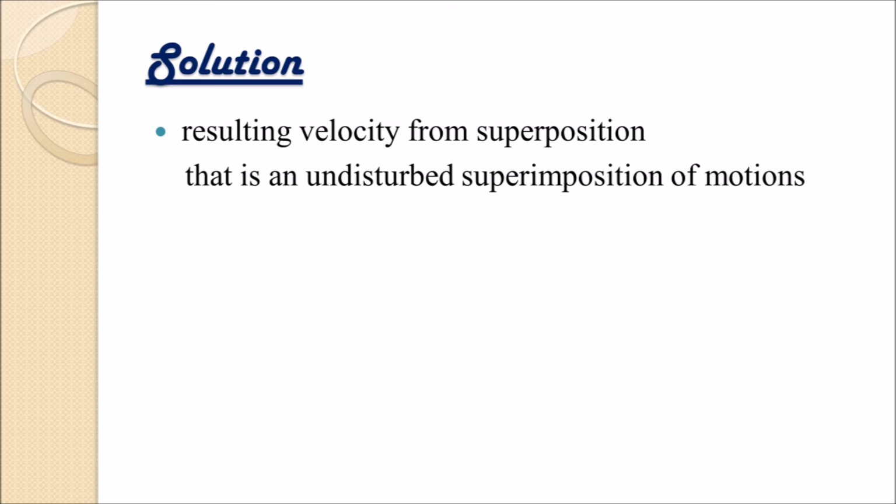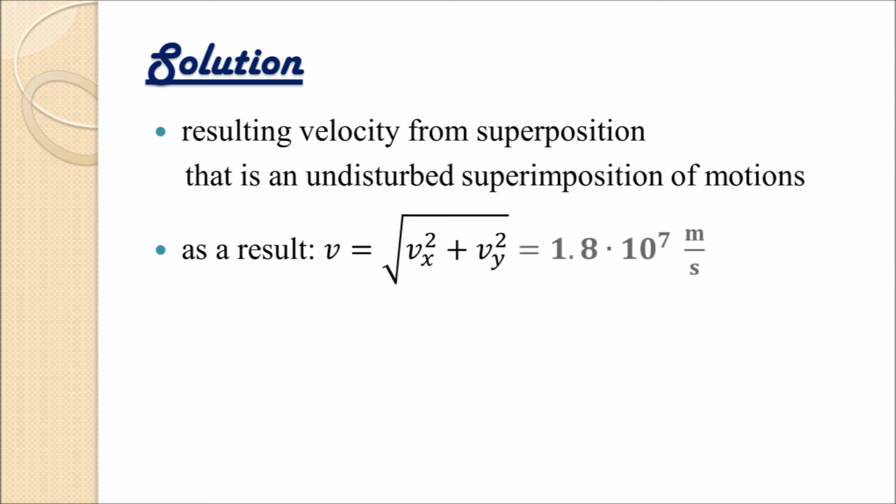So we can derive the velocity v as the square root of vx squared plus vy squared. And what we get is that the final velocity is 1.8 times 10 to the power of 7 meters per second. And yes, as promised, the initial velocity was 1.6 times 10 to the power of 7 meters per second. So really v in the end is different from the initial v0.